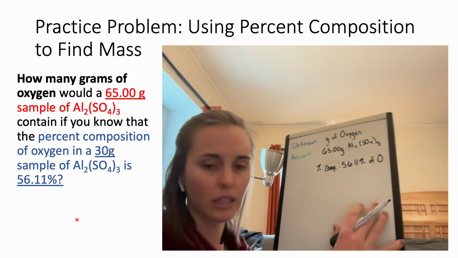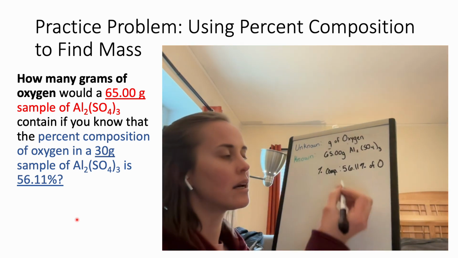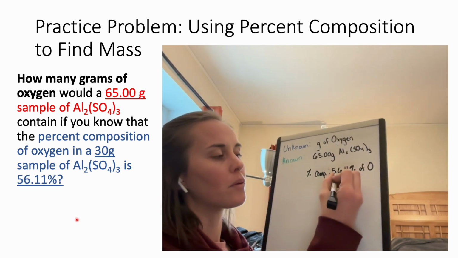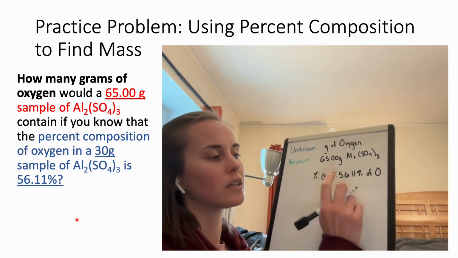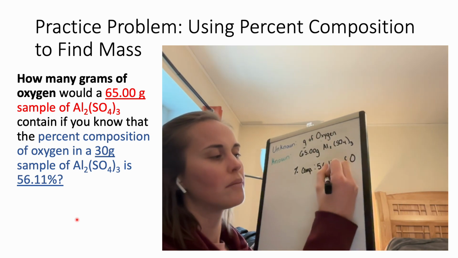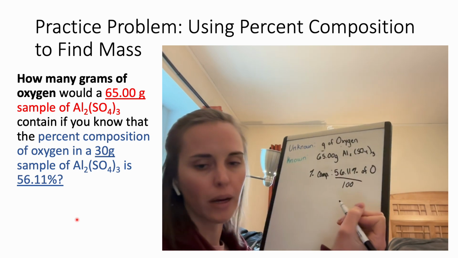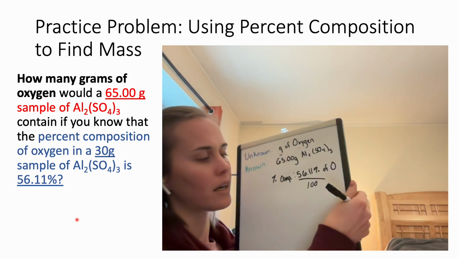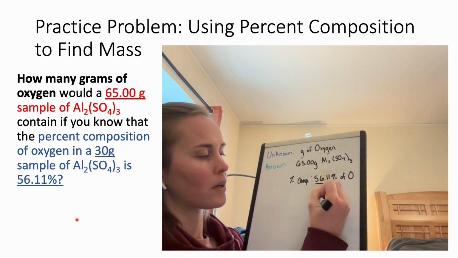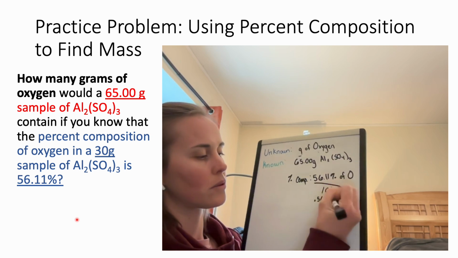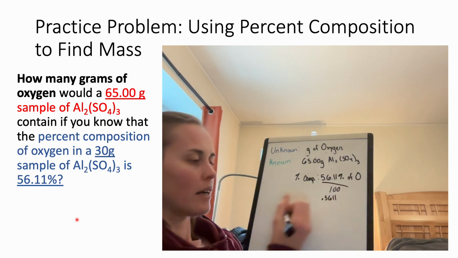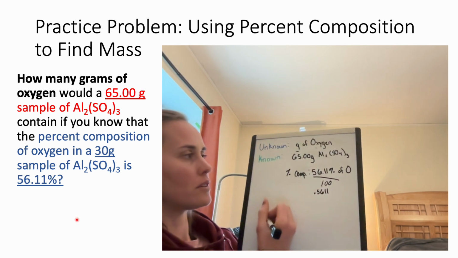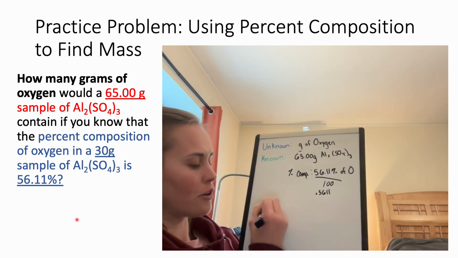We're not going to be canceling anything out, which is kind of nice. But before we do that, we're going to need to convert this percentage back into a decimal, because you really can't just multiply by a percentage. So we divide by 100, and so we get 0.5611.